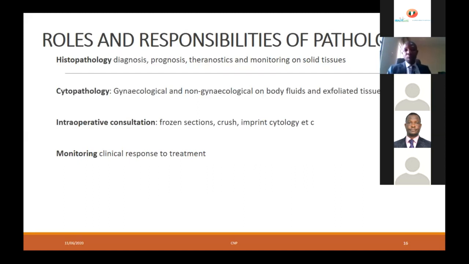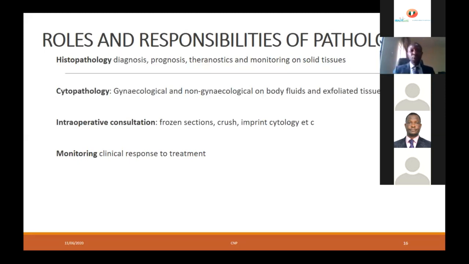HER2 is over-amplified, and therefore it will respond to trastuzumab or not. And then thereafter, we still monitor the lymph nodes for tumor invasion into other organs and other regions by biopsies sent to us. So we do a whole lot from start to finish. We are involved in the management of the patient.